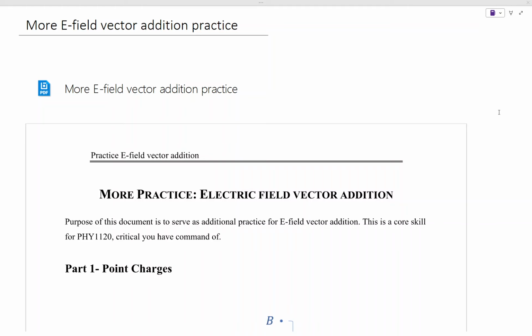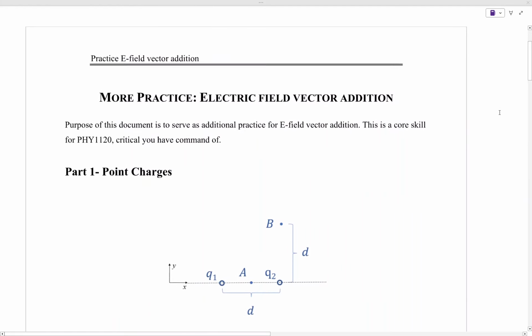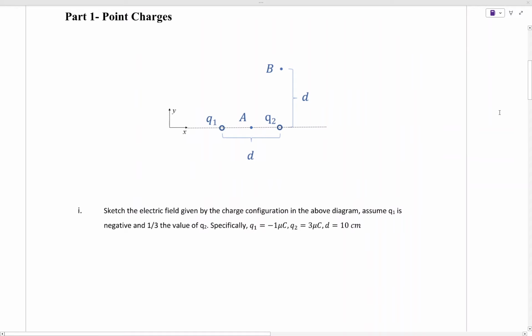Purpose of this video is to provide you with an additional resource for electric field vector addition. This is probably the first real substantial topic that we encounter in class, and so I wanted you to have more resources at your disposal for this. So we're going to walk through a situation that considers 2 point charges and look at some different aspects of this, and you will have this for your reference.